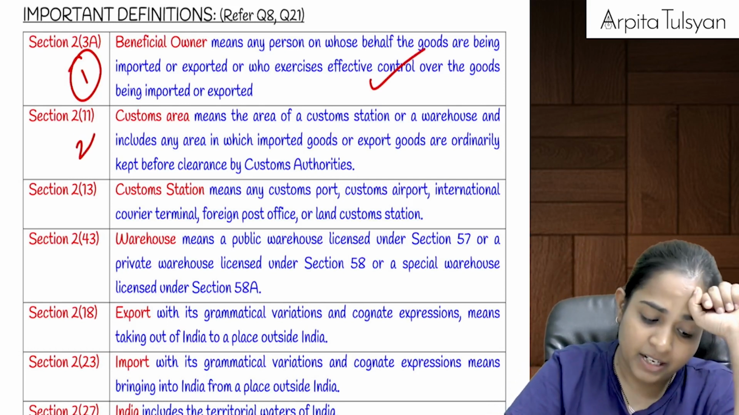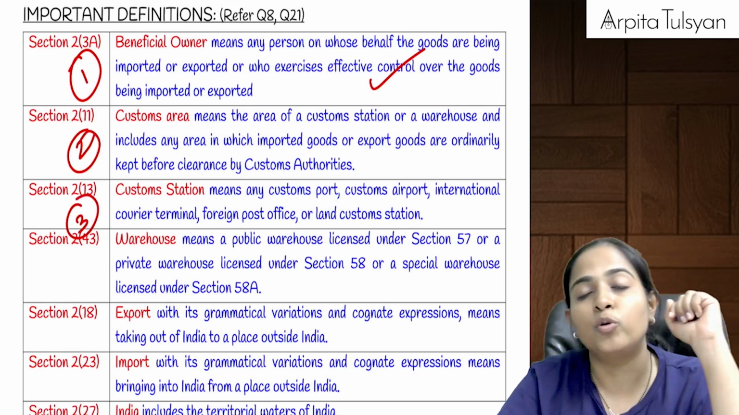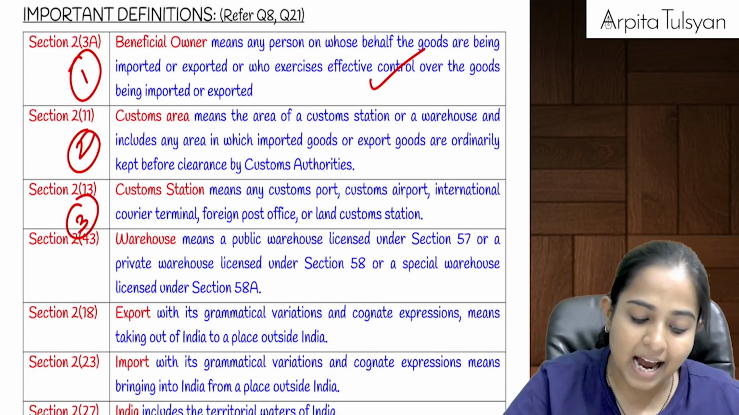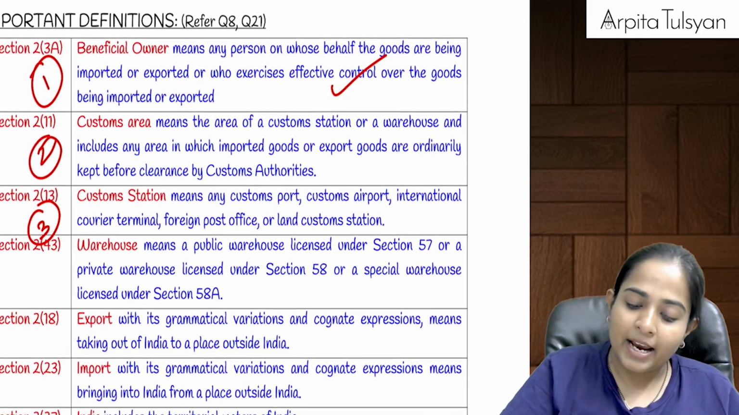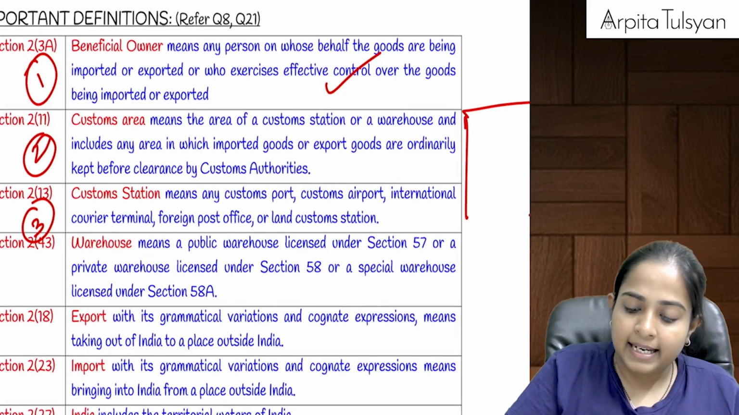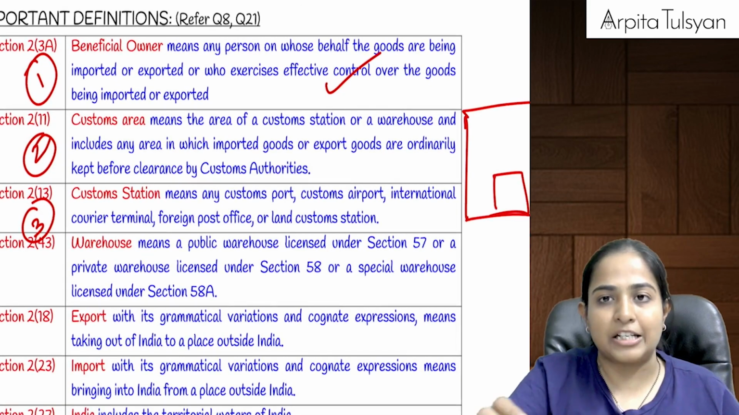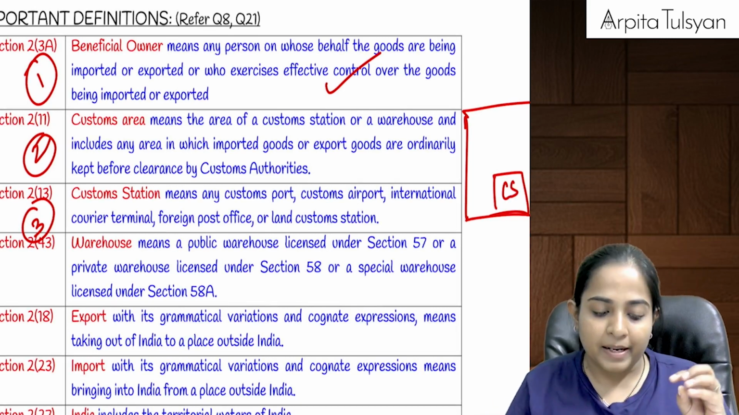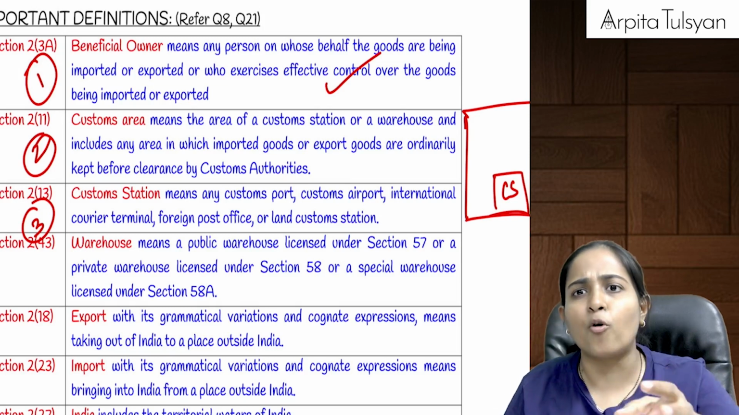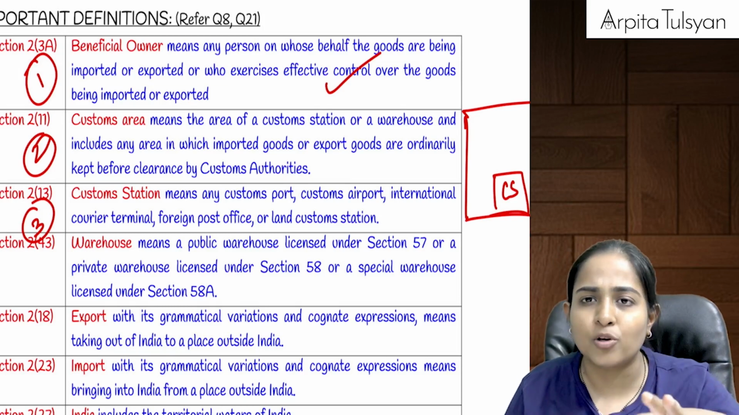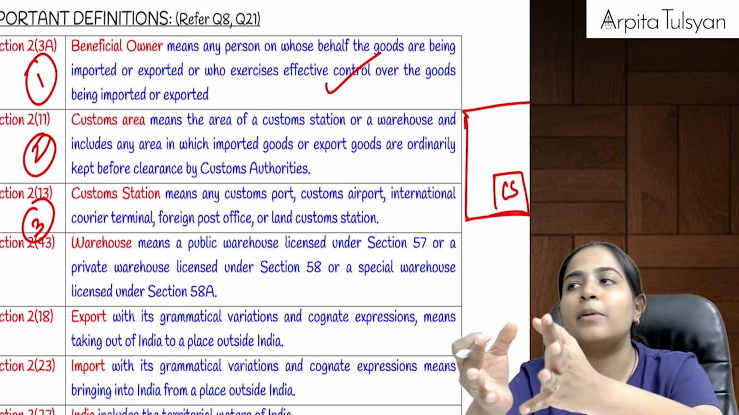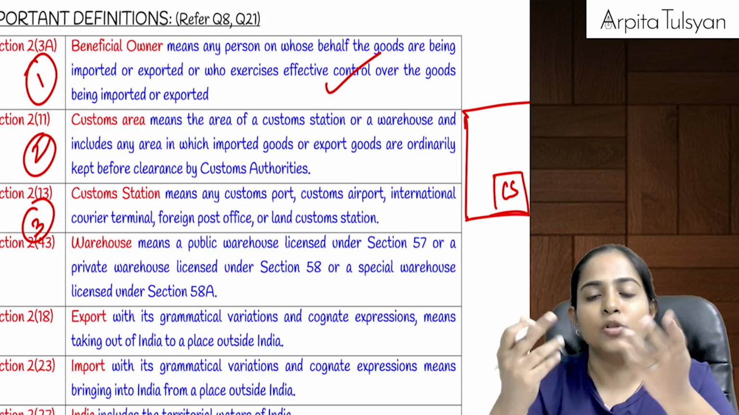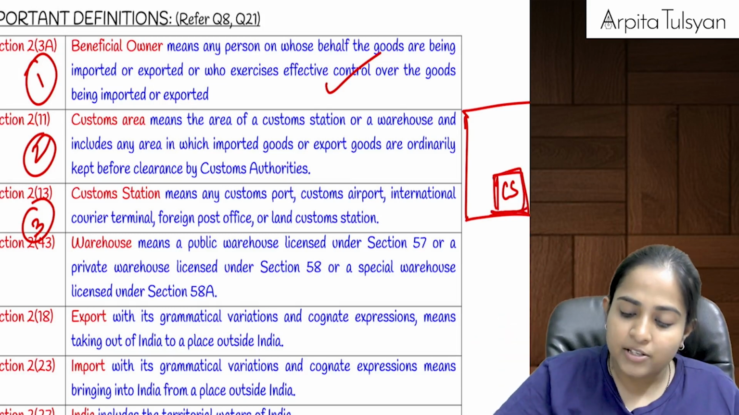Then the second one, two definitions that we have to do together now: one is customs area and the other one is customs station. Let's say there is a particular customs station. Customs station is your customs port, customs airport, international courier terminal, etc., where ultimately the goods will be unloaded or the goods will be loaded from there. That is your customs station.